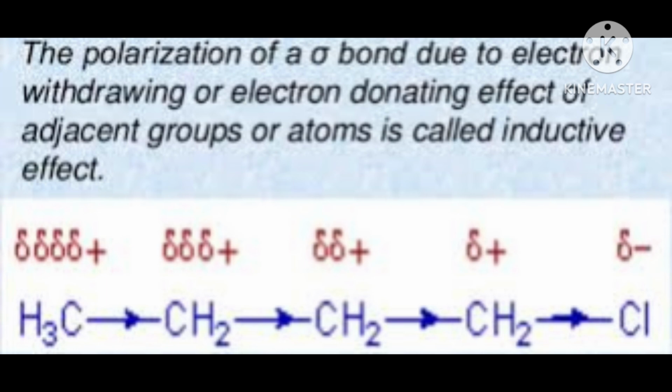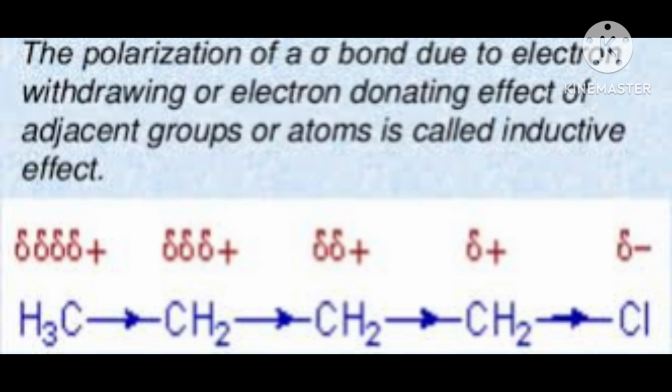This effect is passed on to the subsequent bond also, but the effect decreases rapidly as the number of intervening bonds increases. Here only 2 bonds were there, the carbon-carbon bond and the other bond was carbon and Cl. If 3 carbons are there, 4 carbons are there, then as the number of carbon bonds increases, the effect will be less and lesser, and becomes vanishingly small after 3 bonds. After 3-4 bonds it will be very, very less.